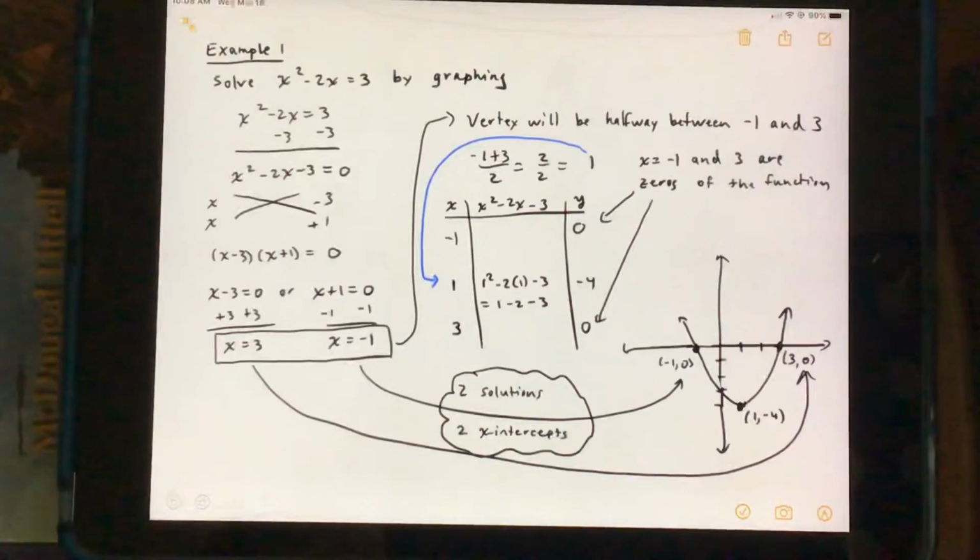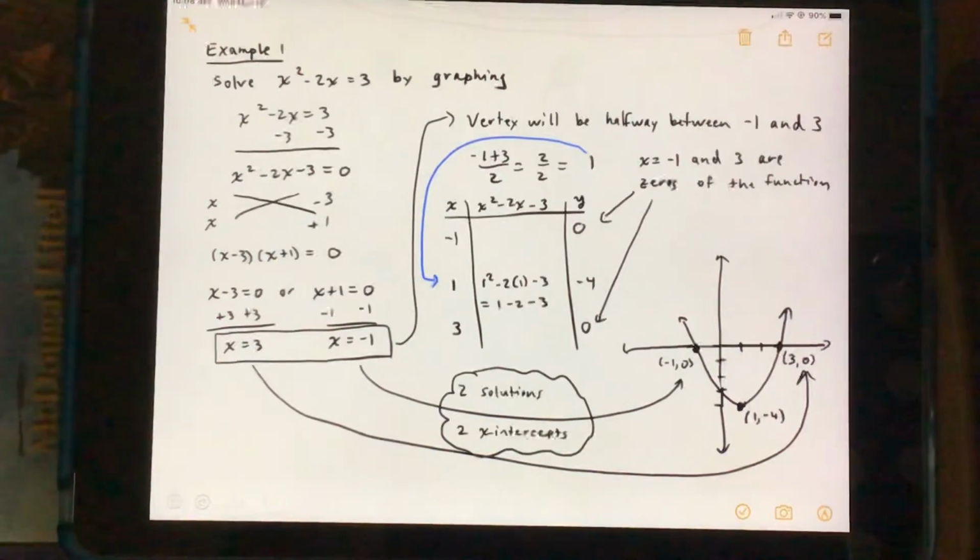Solve x squared minus 2x equals 3 by graphing. First, we'll subtract 3 on both sides of our equation to get it equal to 0. So we can use our x method to rewrite this quadratic equation in factored form. That factored form is (x minus 3) times (x plus 1) equals 0. We'll set each of those factors equal to 0 and determine that the values that solve this quadratic equation set equal to 0 are x equals 3 and x equals negative 1.